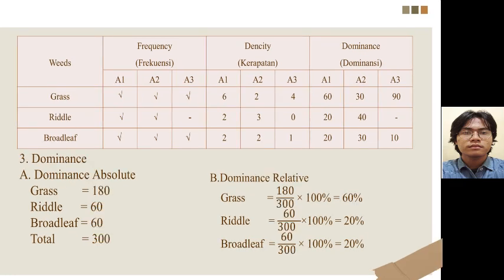54,54%. Next, dominance. Dominance absolute is the total value of coverage of that species in sample plots.